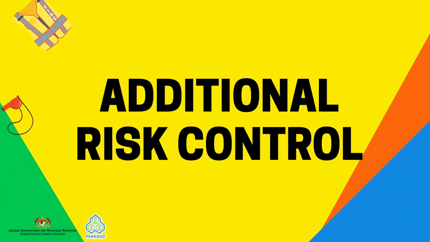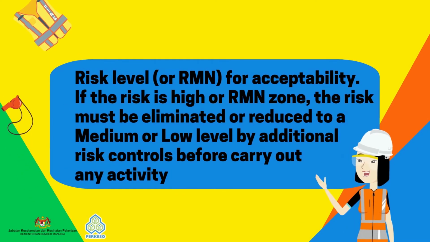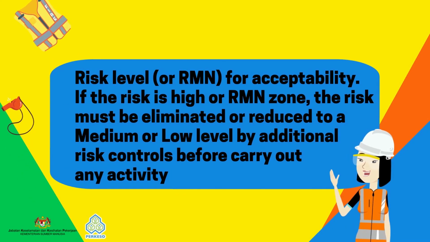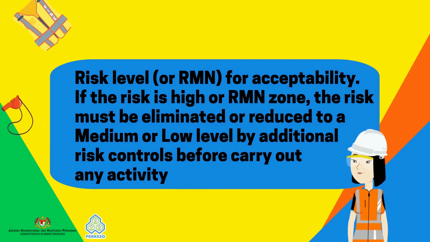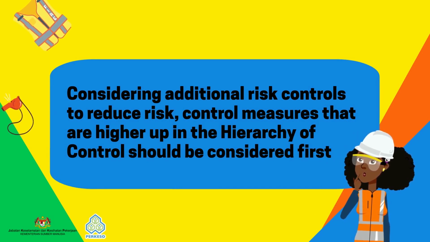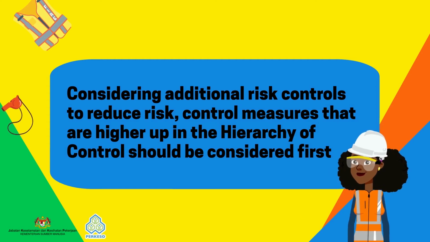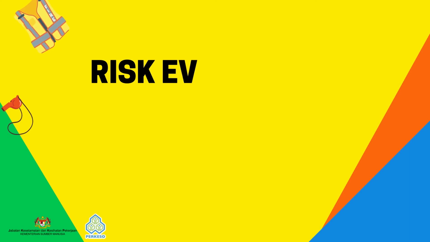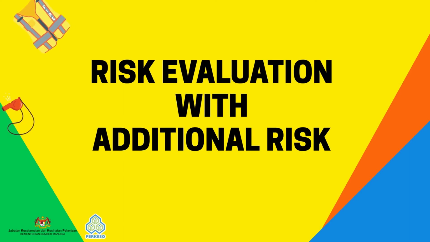We're going to talk about additional risk control. Check the risk level, or RMN, for acceptability. If the risk level is high or RMN is in the high zone, the risk must be eliminated or reduced to a medium or low level by additional risk controls before carrying out any activity. When considering additional risk controls to reduce risk, control measures that are higher up in the hierarchy of control should be considered first.